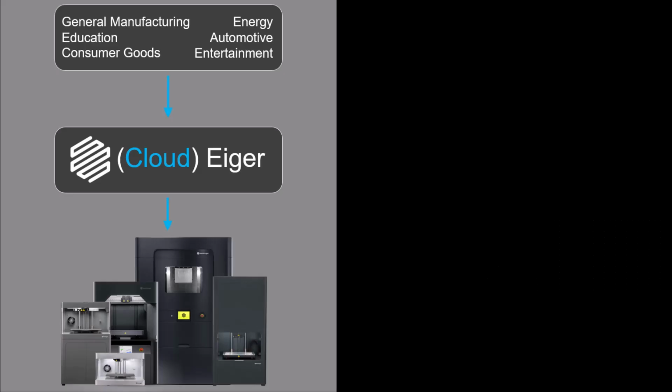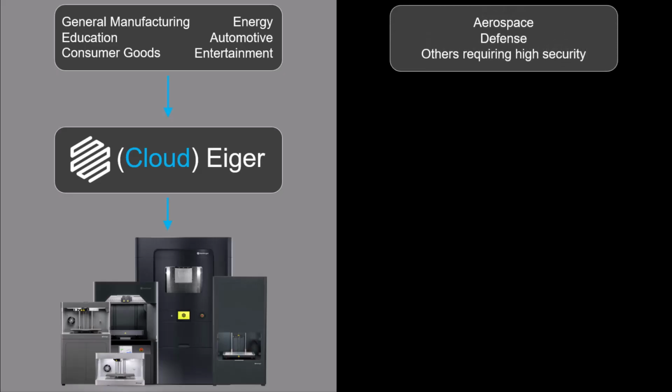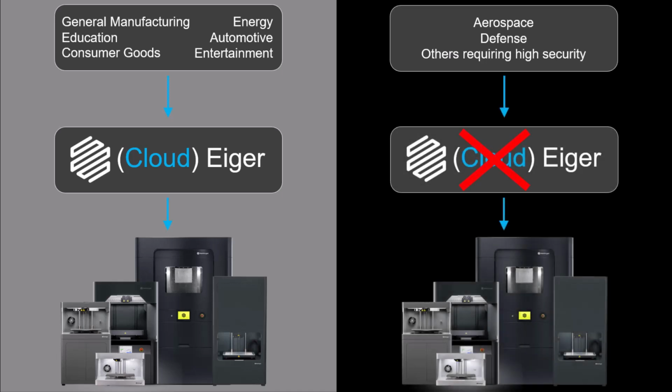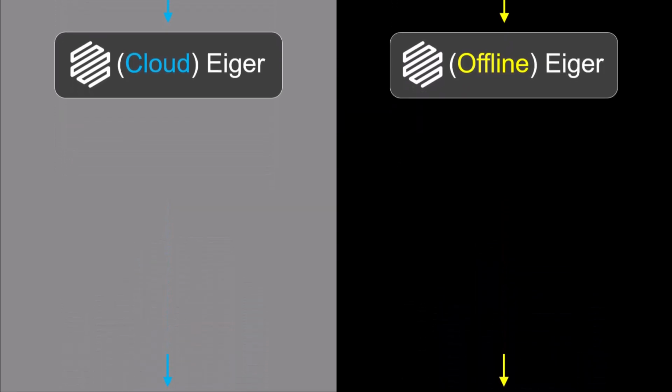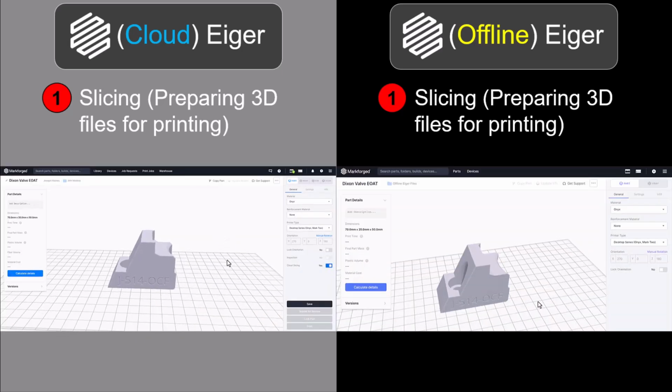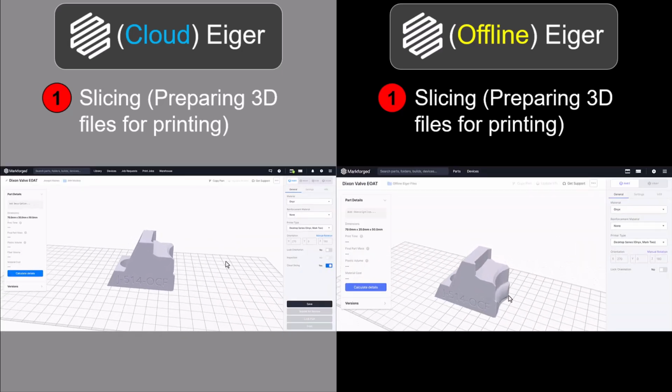While that's satisfactory for many, some industries have even more stringent security requirements that forbid the use of cloud-connected software. This is where Offline Eiger comes in. Offline Eiger and Cloud Eiger both serve the same slicing purpose. In fact, their interfaces are virtually indistinguishable.